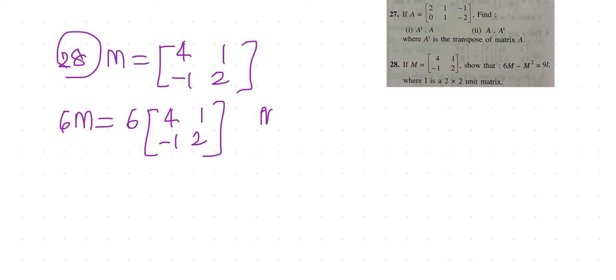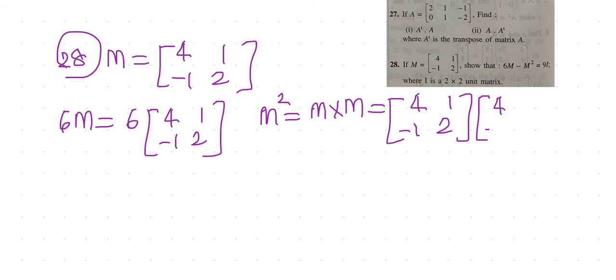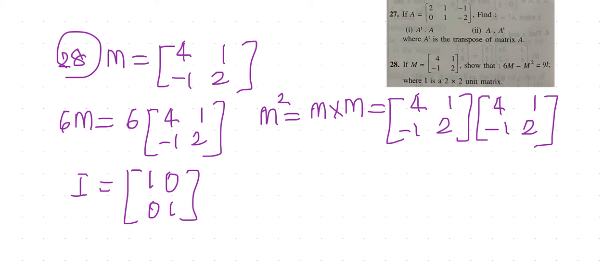Then you have to calculate m square, which is equal to m into m. So this in turn is 4 minus 1, 1 and 2, multiplied by 4 minus 1, 1 and 2. Once you multiply both of them, you have to equate that with I. They are saying I is a unit matrix of the order 2 into 2. So this is 1 0 0 1, and then you just multiply this by 2, keep the values, and you can easily get the answer. So question number 28 is an easy one, children. You will take that as homework.